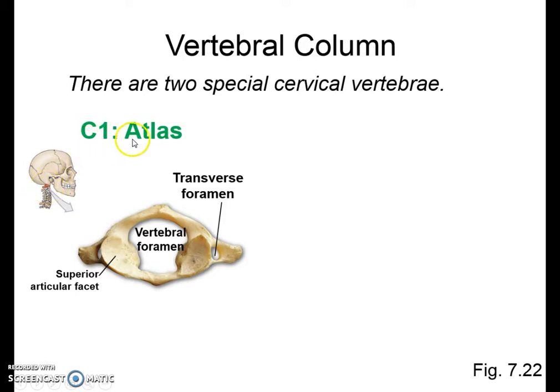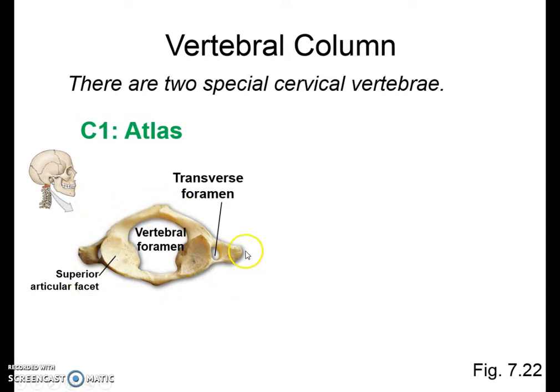C1 is also called the atlas. So you might think about what atlas means. Atlas is actually a map, or you can think of the world, and it actually was a Greek god. It's interesting, the Greek god Atlas, his job was to hold up the whole world. So think of this bone, the C1 vertebra, as being the atlas. It's not holding up the whole world per se, but it's holding up your whole skull. So the atlas' job is to actually hold and support the skull.